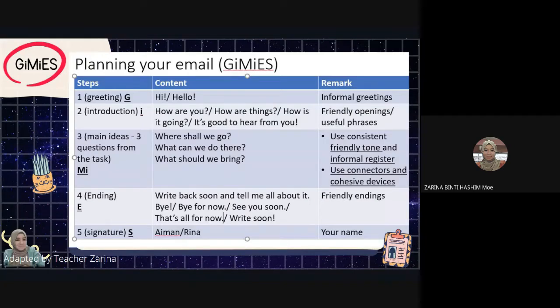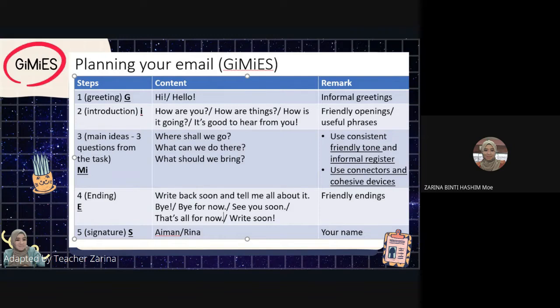Step number four is the ending. What do we normally write for ending? You can write, write back soon and tell me all about it. Or you can just say bye, bye for now, see you soon, that's all for now, or write soon. These are sample sentences you can use for ending. Last but not least is your signature, or S. You can just write your name, Aiman or Rina. It depends on the question.